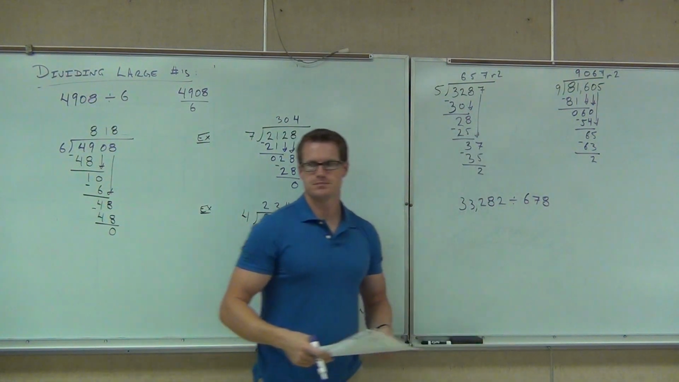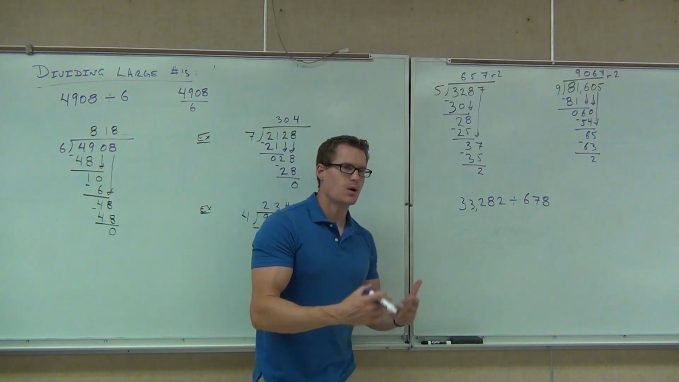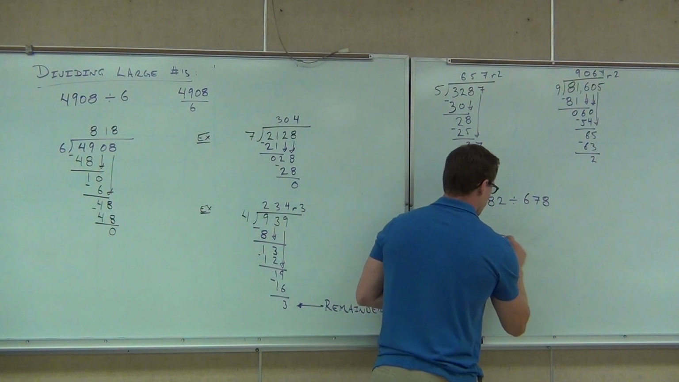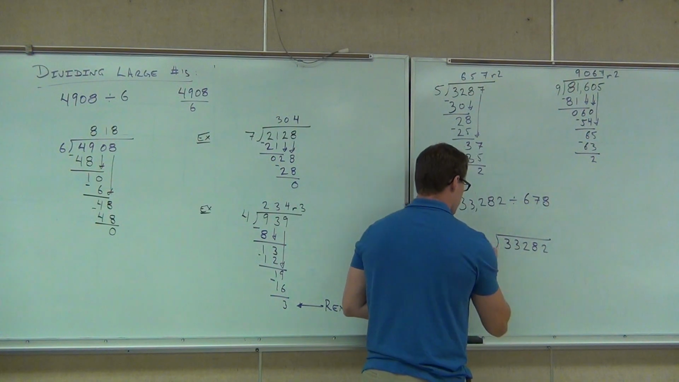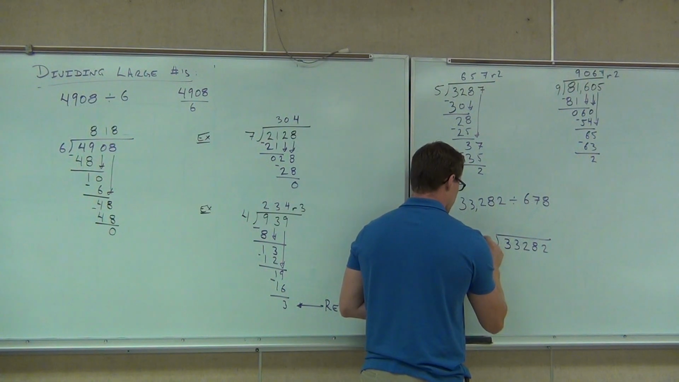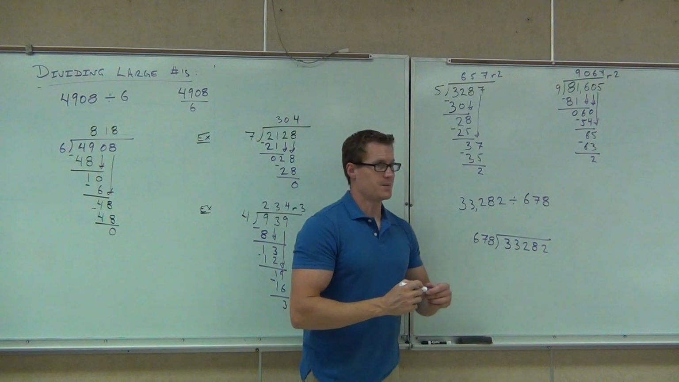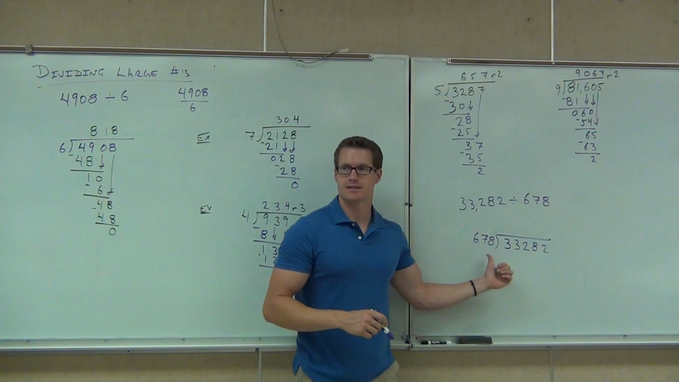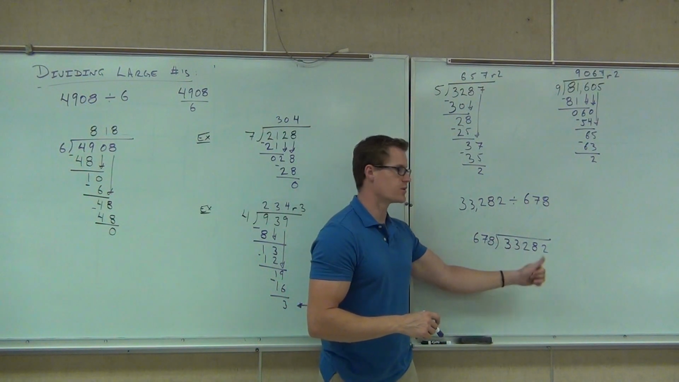This problem, and they wanted an exact answer, you can actually get most of the way through it by estimating. For instance, if you set this up, I mean, 678, that's a big number to try to divide. It's not going to go into 3. It's not going to go into 33. It's not going to go into 332. It is going to go into 3,328.